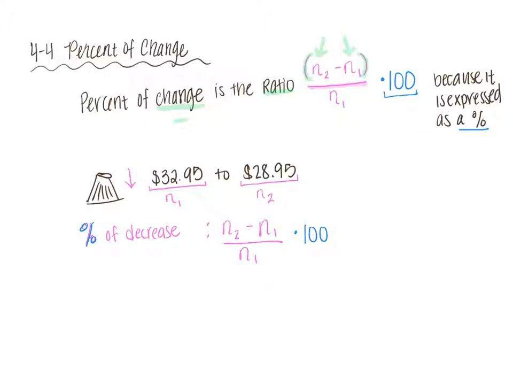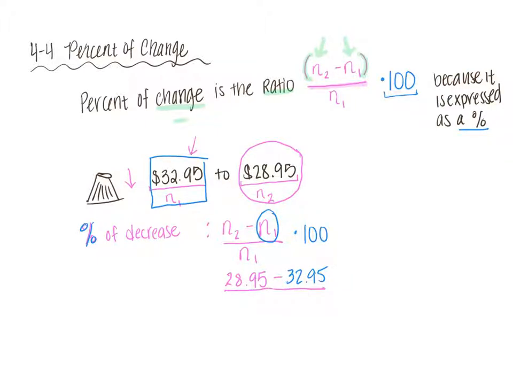Now if I plug in, let's call N1 my blue here. So I have $32.95. That's going to go here where I have N1. And my N2, my new price, is my $28.95 minus $32.95 over which one? Oh, the original, the $32.95. And I'm going to multiply that by 100 once I find it.